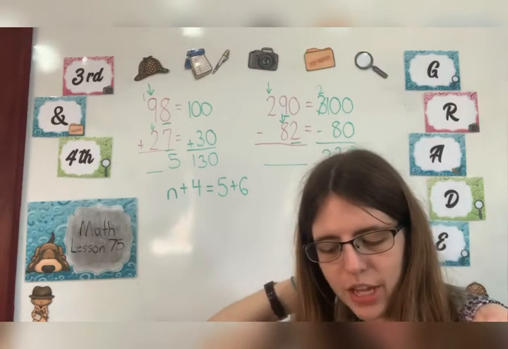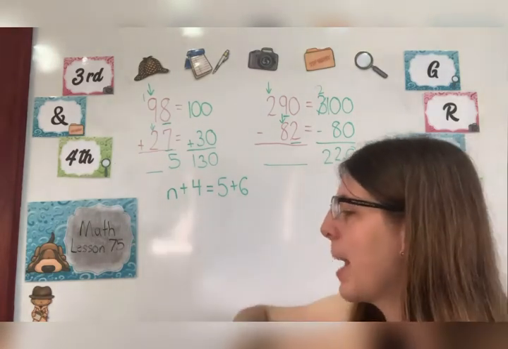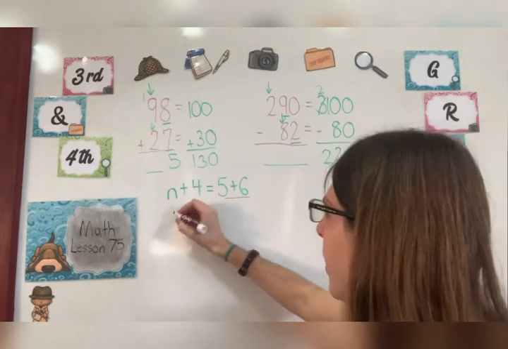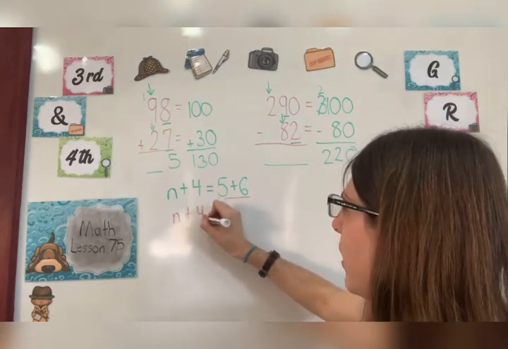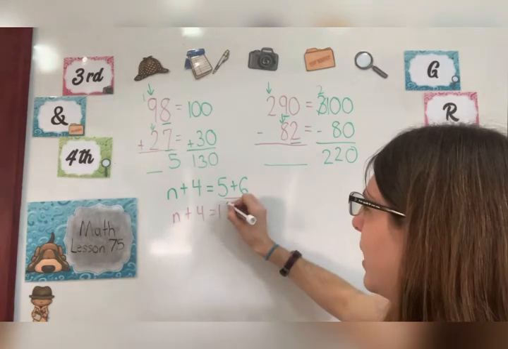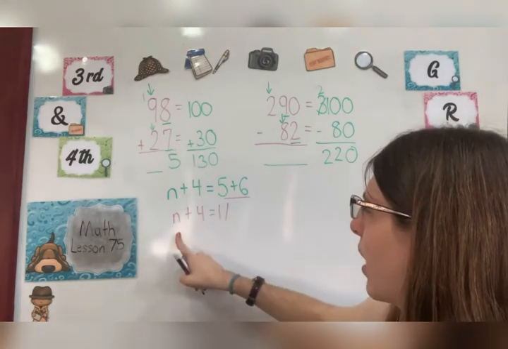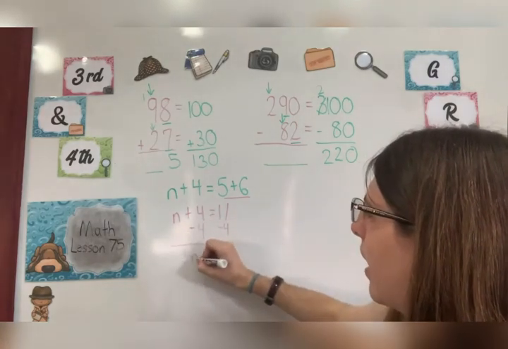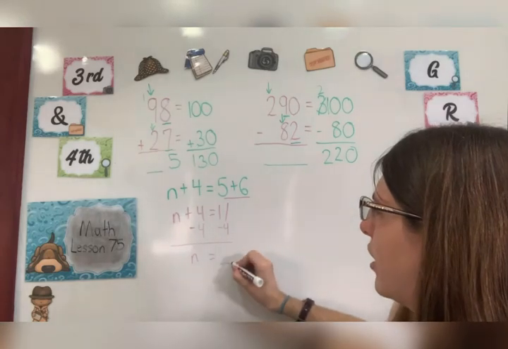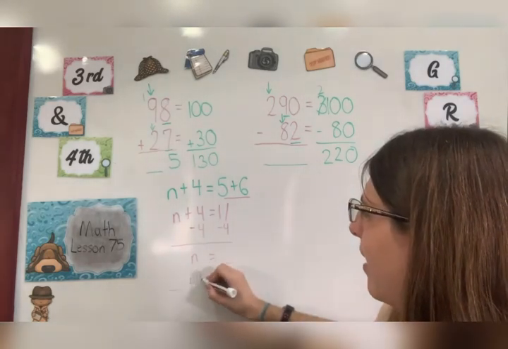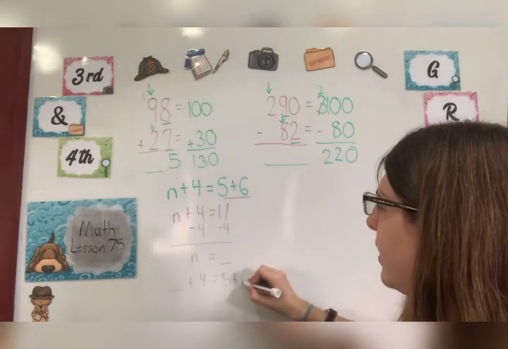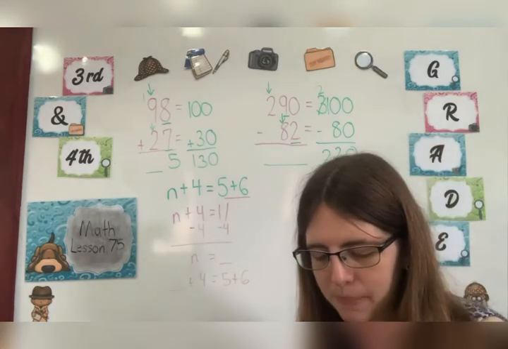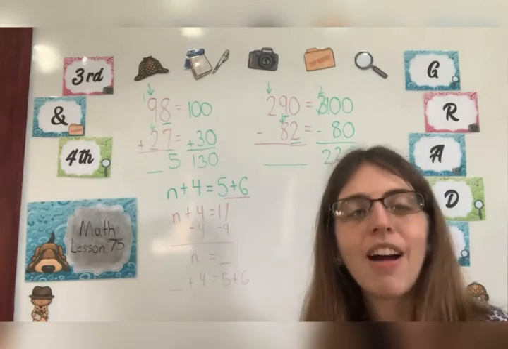Number 6 says solve the equation. So remember, we're trying to get n by itself. First things first, we simplify what we can. So we have n plus 4 equals 5 plus 6 is 11. Then I do the opposite of whatever I'm doing to n, which would be to subtract 4. Then you get your answer. To check it, you put your answer back in place of n, and you see if it does equal what 5 plus 6 is.